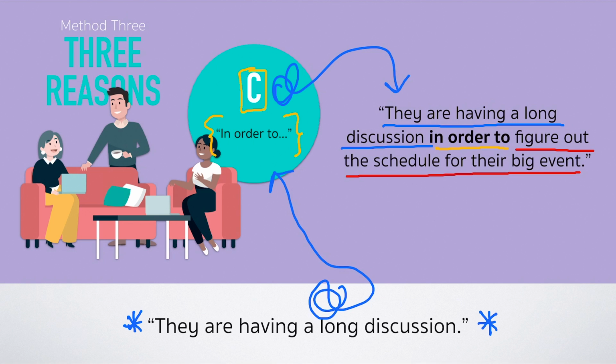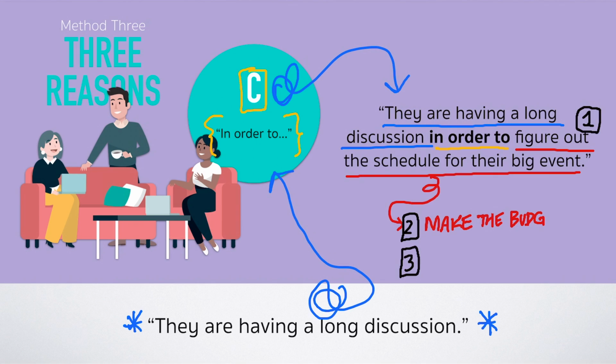Now, you can add more than one reason. Let me show you how to do that. So this is the reason I gave. That's reason 1. But let's say we wanted to add 2 more reasons to make this sentence even longer. So the second reason I could say is make the budget. Remember, budget just refers to the amount of money that is needed. And finally, we could say create a guest list.